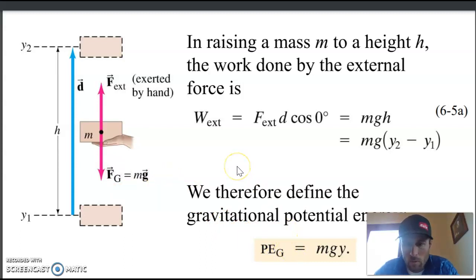Well, remember the work energy theorem says that the net work is equal to the change in kinetic energy. And so really, if net work is zero, the kinetic energy did not change here. Yes, we've increased the potential energy, but at the end of the day, if the object is not moving, our kinetic energy value is going to be zero.